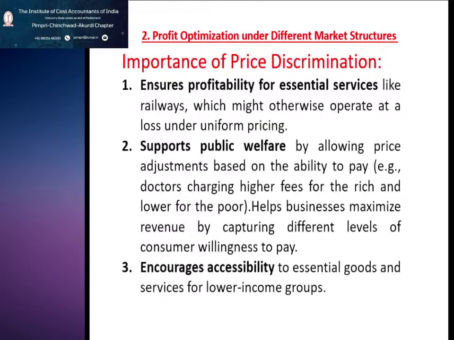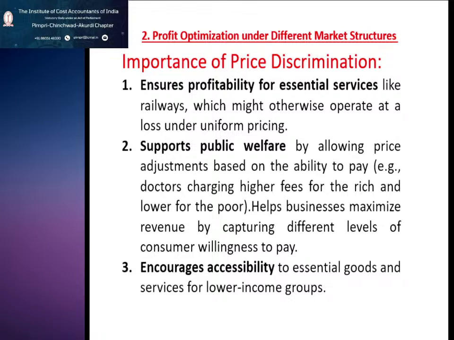Now let's understand the importance of price discrimination. Why should the price be different at all? Price discrimination ensures profitability for essential services like railways, which might otherwise operate at a loss under uniform pricing. The same price cannot be charged for every kind of passenger. It has to be differential, and thereby the example of railways is given, which might otherwise operate at a loss because of uniform pricing.